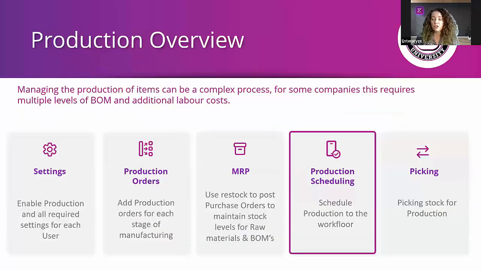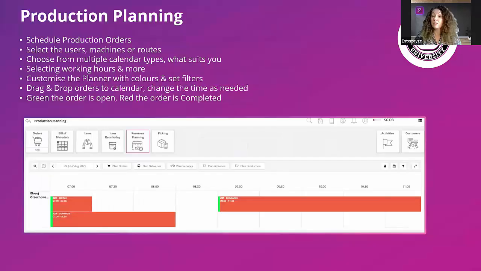So moving on to production scheduling. This is where primarily you get to schedule your production orders. You can select the users, machines or routes. I keep going back to that because, of course, it depends on what you've decided the root user is going to be. So the root user could be a user, it could be a machine, it could be a specific route that you take through the warehouse for production, whatever that needs to be in terms of your business model. You can define that in the system so that when you then come into production planning and select the user or machine, you know exactly where you're going to follow on from there.